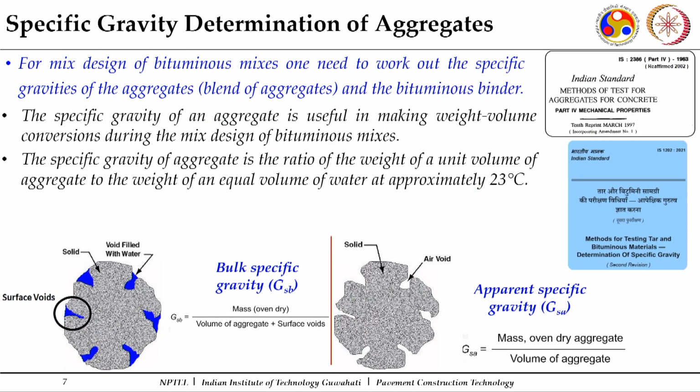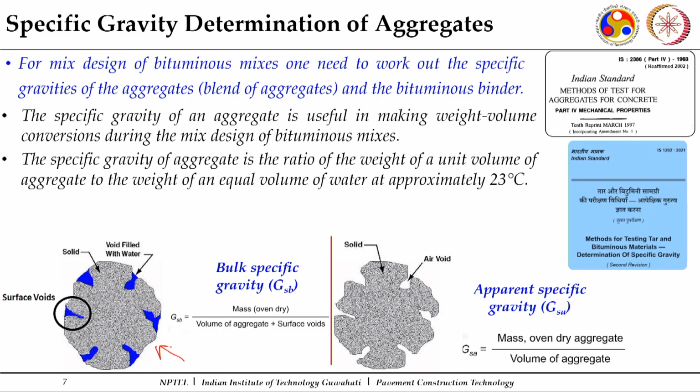Now, certain parameters need to be worked out for bituminous mix design. One is required to know the specific gravity of the aggregates and binder. For aggregates, the specific gravity which is required is the bulk specific gravity. We discussed earlier what bulk specific gravity is. Here, in this exaggerated view, all the surface voids of an aggregate which are water permeable get filled with water, and there is no surface water.